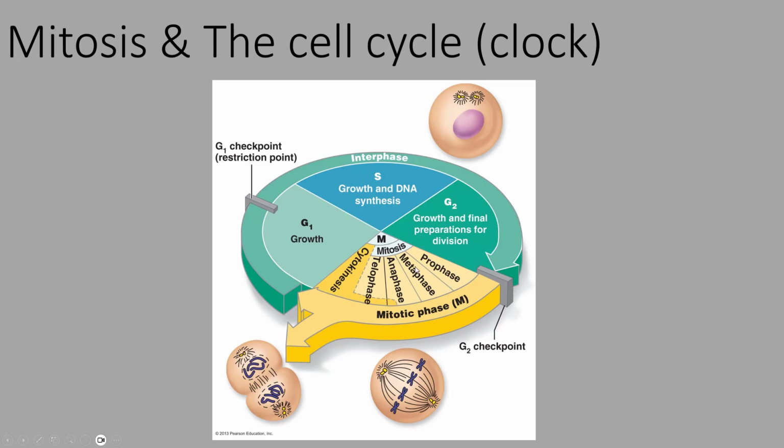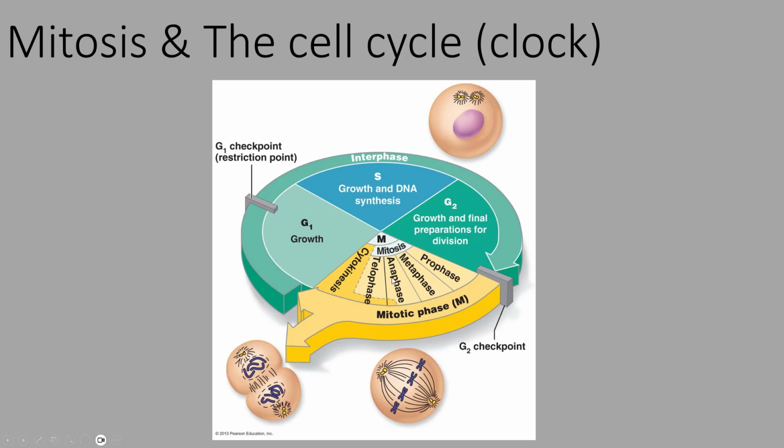And there are different stages to mitosis. Prophase is the first step. Pro means before. So prophase is the first step. It happens before all of the others. Metaphase. Meta means in the middle. We'll see what that refers to in just a moment.